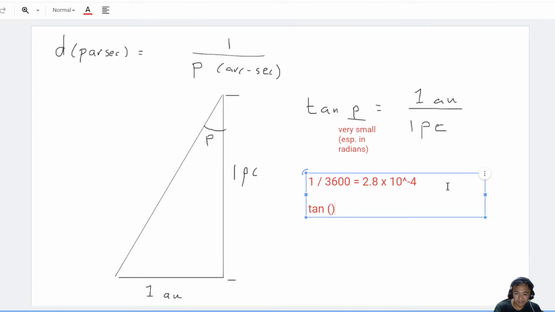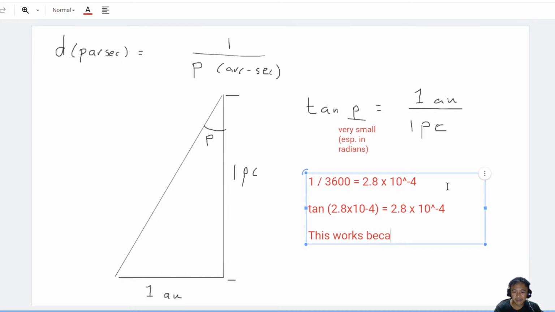Just tangent. It's basically the same thing, right? Do you get almost the exact same number? Slightly smaller, but rounding it off, it's still going to give us 2.8. Now this works because of a mathematical trick. I won't tell you how the trick actually works itself.